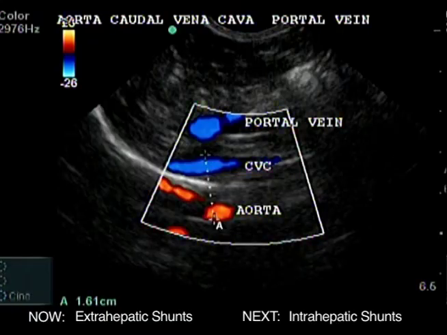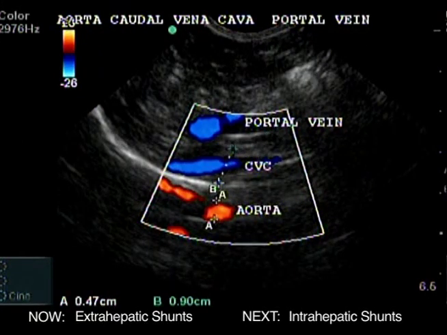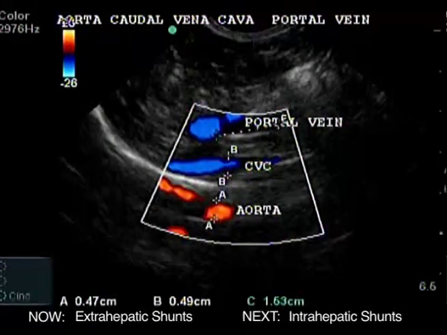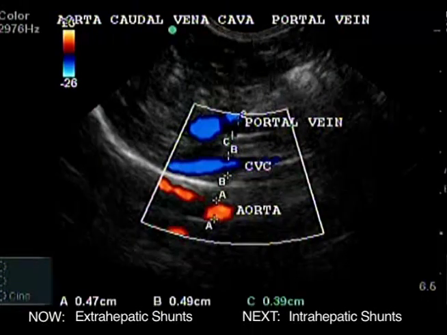A patient with a portal vein to aortic ratio of 0.65 or less will have an extrahepatic portosystemic shunt. The extrahepatic portal vein at the porta hepatis in a shunt patient is often much smaller than the aortic diameter and may even be hard to find.